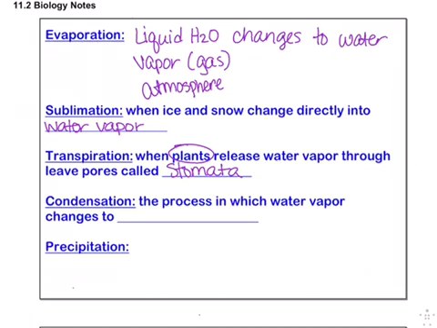And then condensation is the process in which water vapor changes into liquid water. This happens in the atmosphere. And a product of condensation will be clouds. Clouds are made through the condensation of water vapor in the atmosphere.